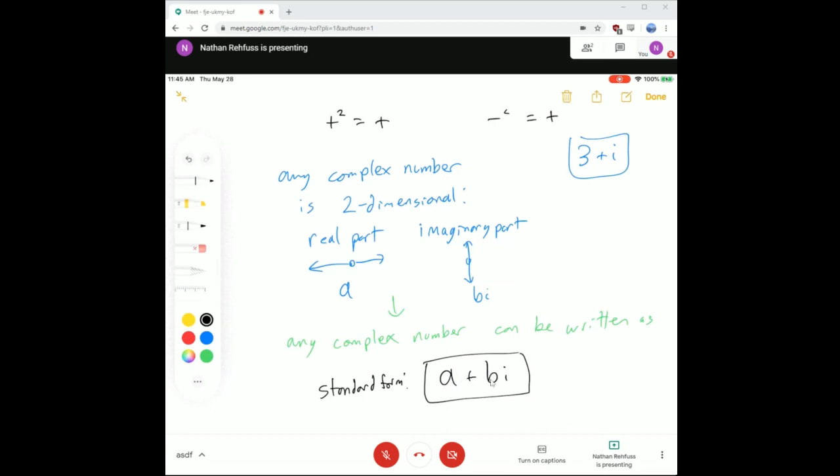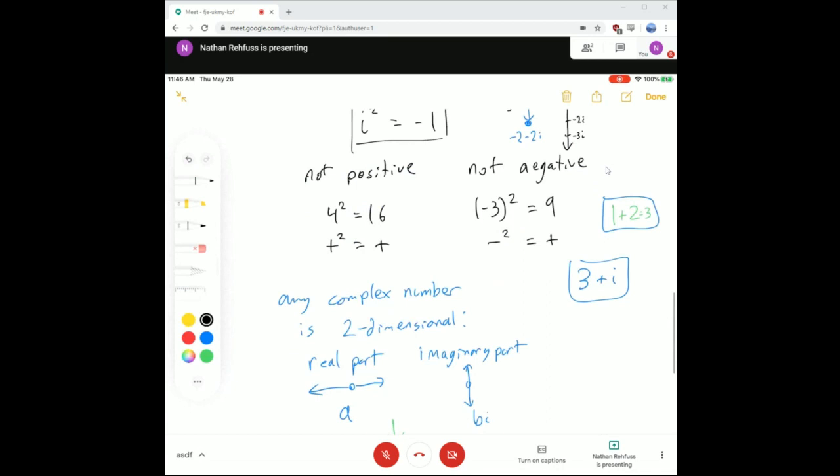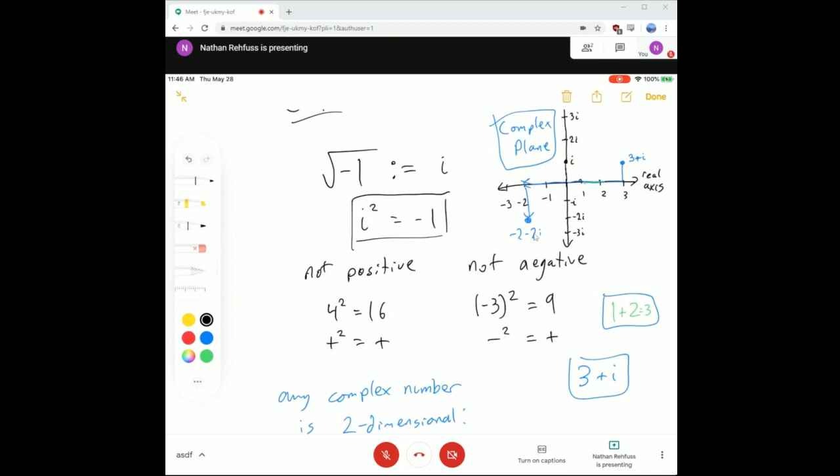A tells you how far left or right. Bi tells you how far up or down. So 3 plus i, A is 3, B is 1, tells you to go 3 units to the right and 1 unit up. And -2 minus 2i, A is -2, B is -2. That tells you to go 2 to the left, -2, and 2 down, this -2. So that's the standard form for a complex number.